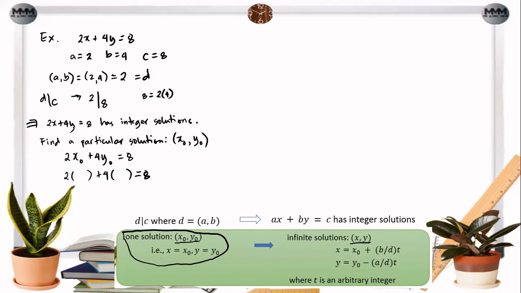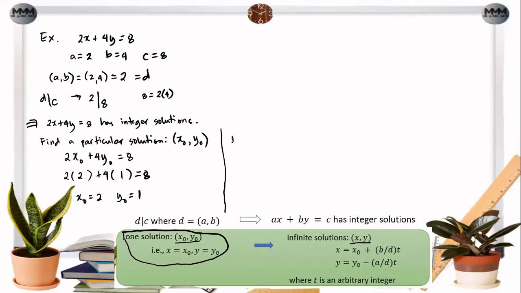So here we can have x sub 0 be equal to 2, and then y sub 0 be equal to 1. As you can see here, 2 times 2 is 4, plus 4 is 8. Hence here, our x sub 0 is equal to 2, and y sub 0 is equal to 1 by using the trial and error method.